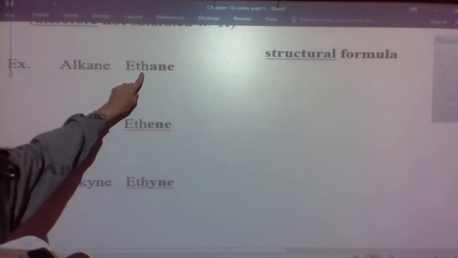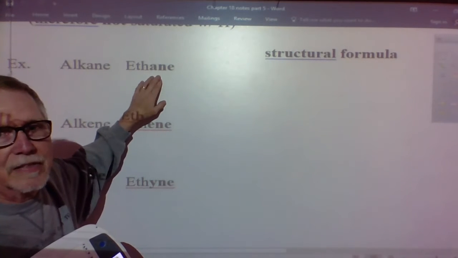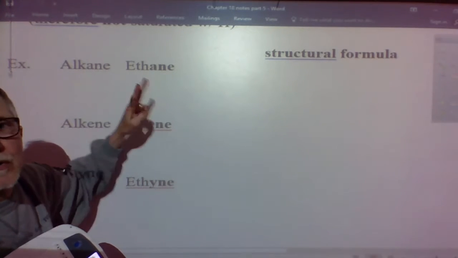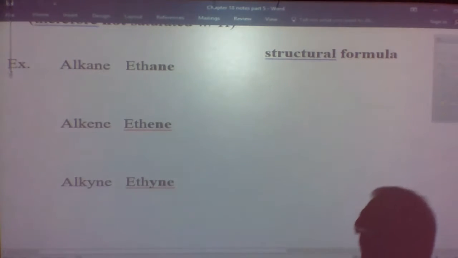Eth. Now, what does Eth stand for? It's meth, eth. So eth is for two carbons. So we're going to draw an alkane first.